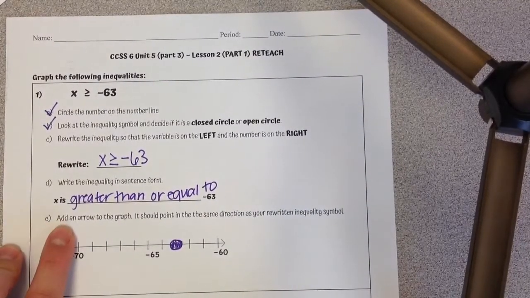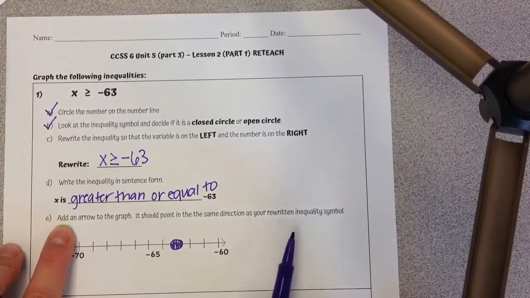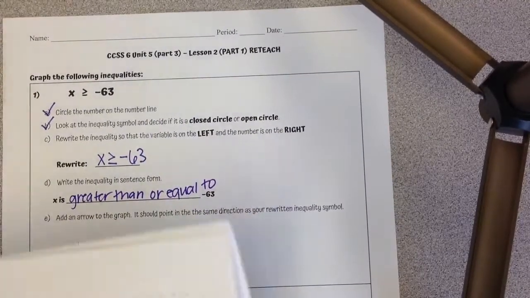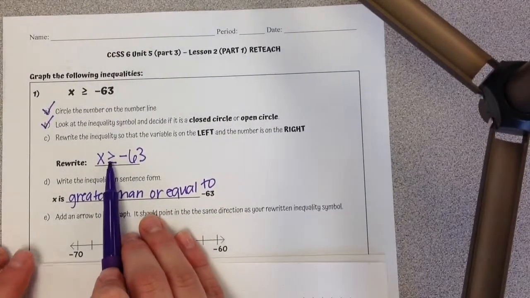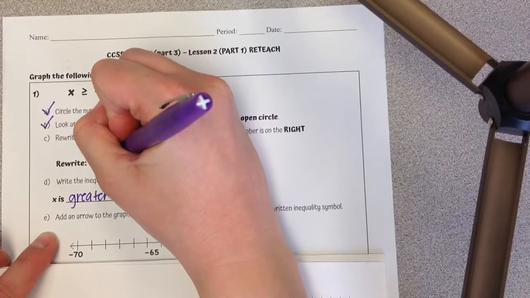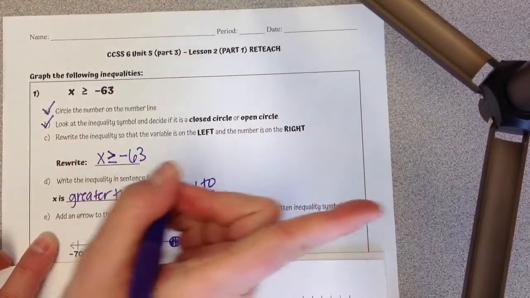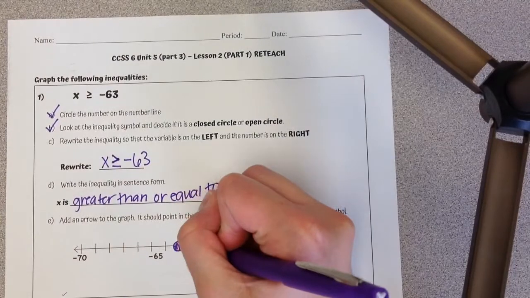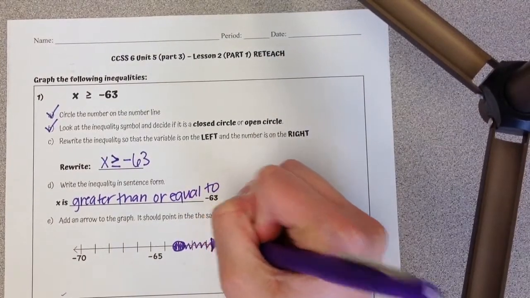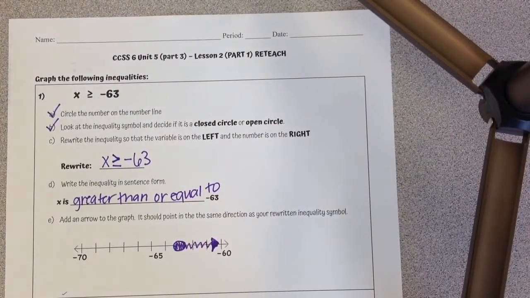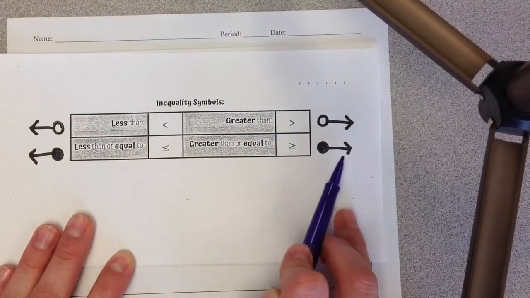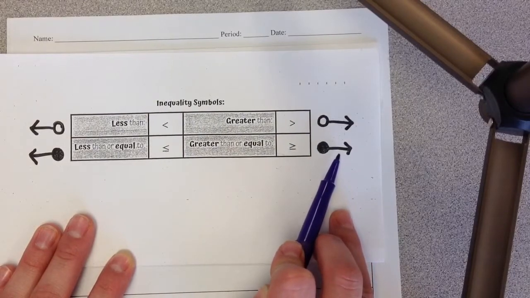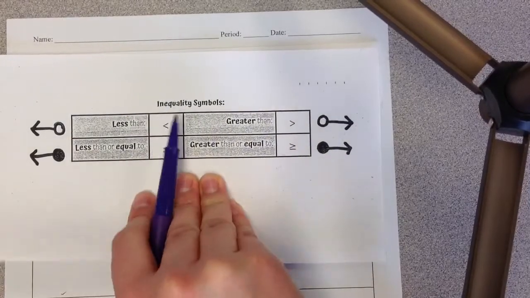Okay, now I'm going to add my arrow to the graph, and it should point in the same direction as your rewritten inequality. So, I can look at this two different ways. Either I can just look at this and say, okay, I'm thinking of this as an arrow, so I know my arrow is going to be pointing this way, okay? Or you can use your cheat sheet again, okay? So my symbol is greater than or equal to, so I know my arrow is going to be pointing this way because it's showing me right on my cheat sheet, okay?